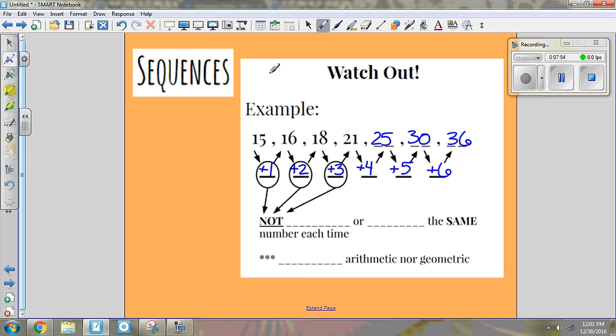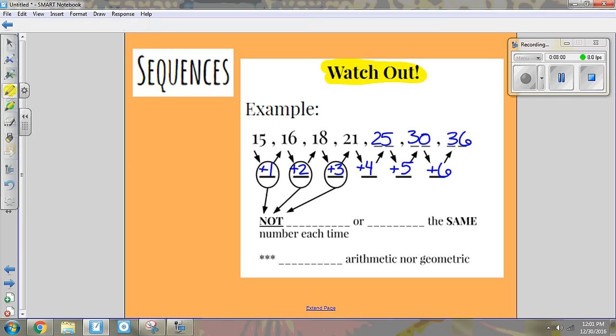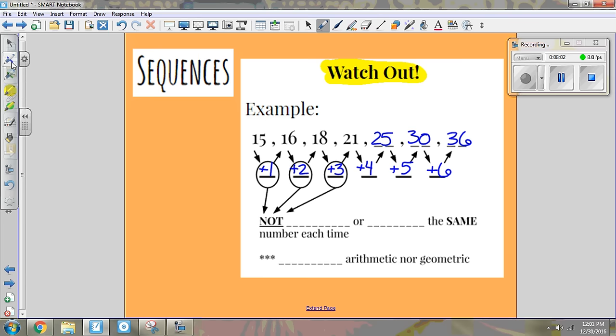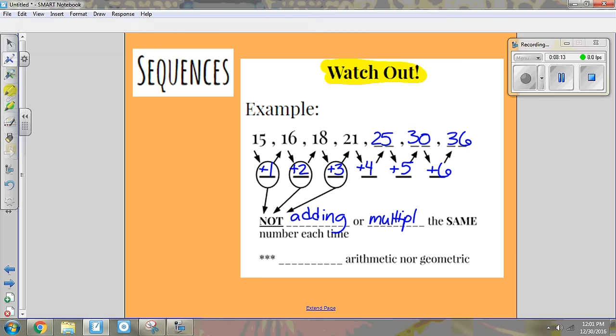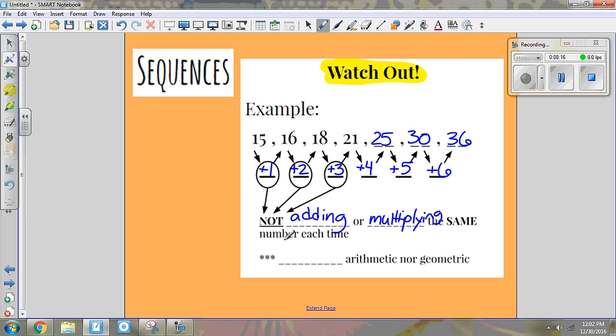Now this one is a little bit tricky, and that's why I put that big watch out at the top of your notes page for this section. When we look at all these numbers that we were adding, we were not adding or multiplying the same number each time. So that means that this is not arithmetic or geometric. So this is one of those weird ones where there still is a pattern, but it's not the same pattern, so we can't label it as either of those.